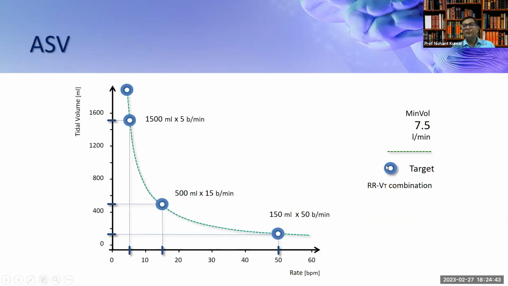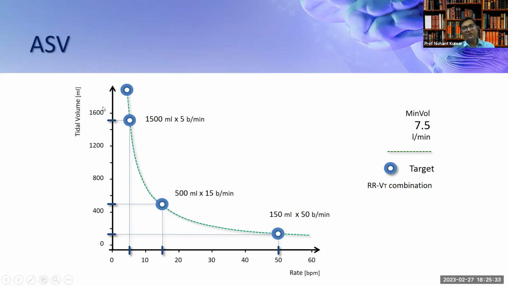Now, this is the graph. Suppose there is a patient whose minute ventilation has been calculated to be 7.5 liters per minute. Now, ASV works on the basis of your respiratory rate and tidal volume combination. The same index that we use, Young's index or the RSVI index, that we use for RR and VT. So if we see, here is the rate and here is the tidal volume that is to be achieved. Now, to achieve a minute volume of 7.5 liters per minute, we've got 3 or 4 combinations. One combination is 1500 ml into 5 breaths per minute, 150 ml into 50 breaths per minute, and 500 ml into 15 breaths per minute. All will deliver a minute ventilation of 7.5 liters per minute.